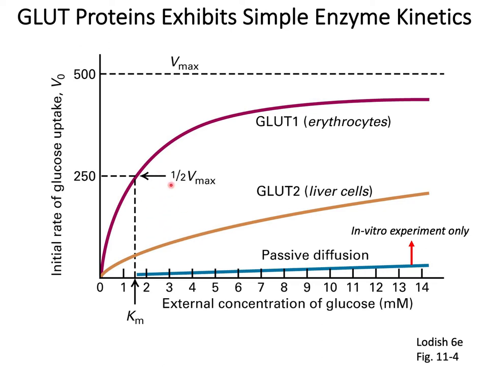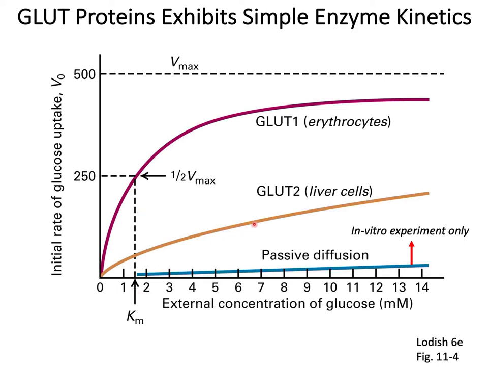Here it is glucose. You can see that for GLUT1, the Km is in between 1 and 2, about 1.5 millimolar, which means that GLUT1 binds to glucose very efficiently, at just 1.5 millimolar concentration. It's a very high affinity. So GLUT1 has a very high affinity for glucose.